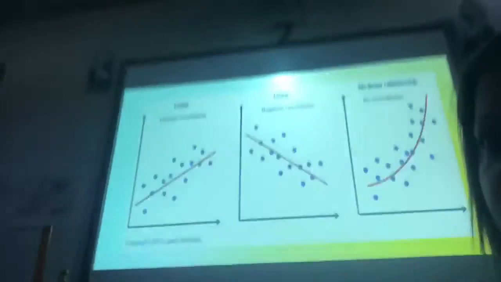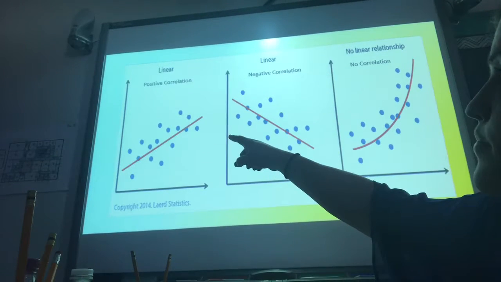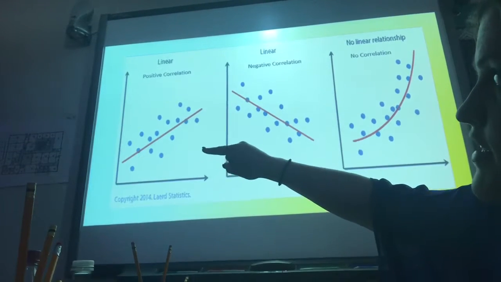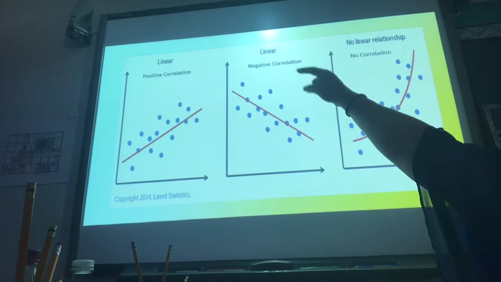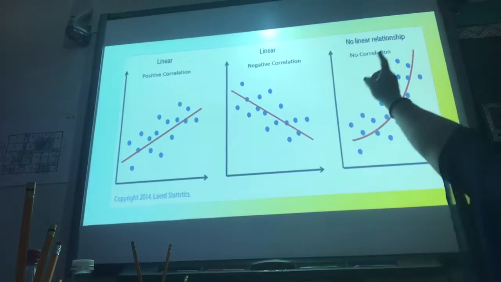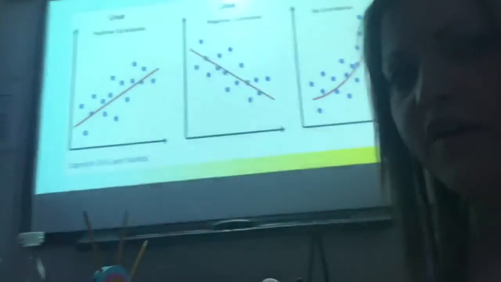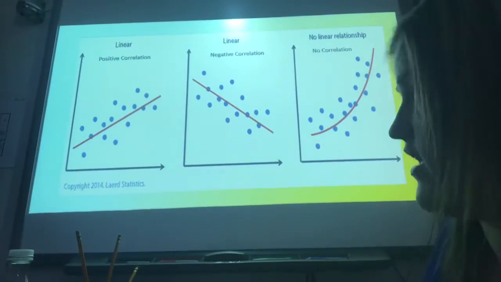This is just an example of the different types of correlation. You have your positive correlation on a scatter plot. If you plot your data, you can see that your positive correlation goes up. You can see your negative correlation goes down. And you can see no linear relationship. Either you're going to be able to draw a curve or you're not going to be able to draw anything at all. It's just going to be a lot of dots and you can't do anything with that.